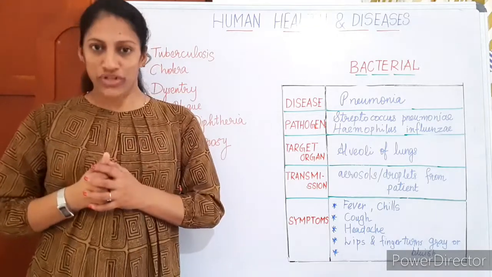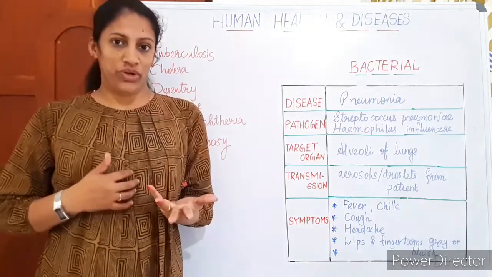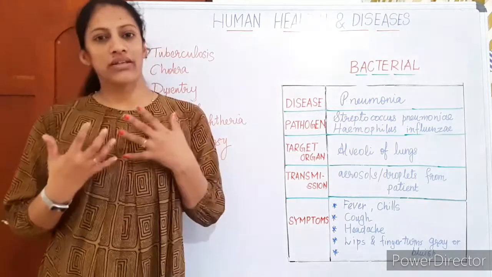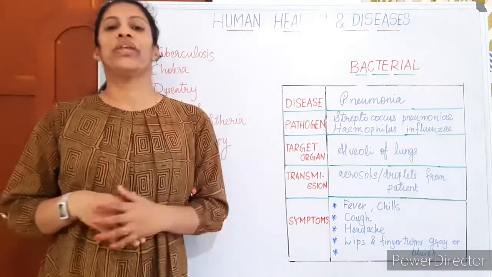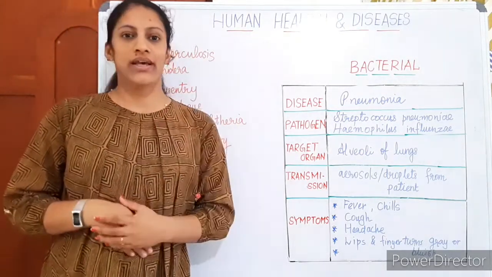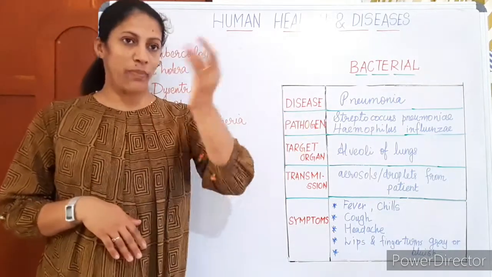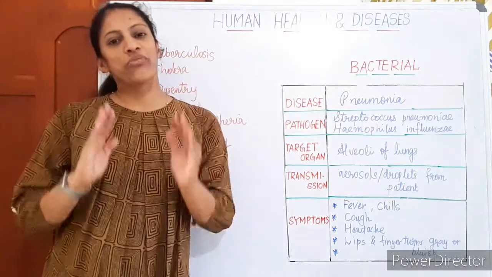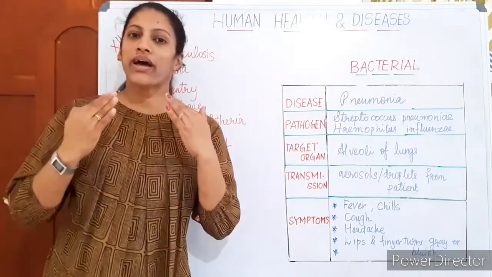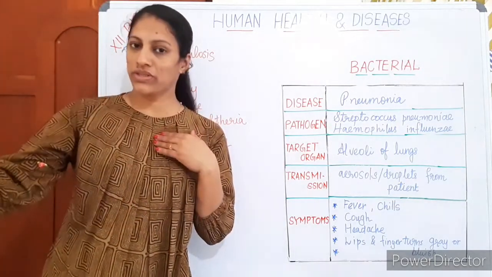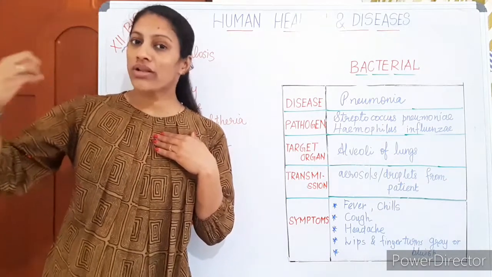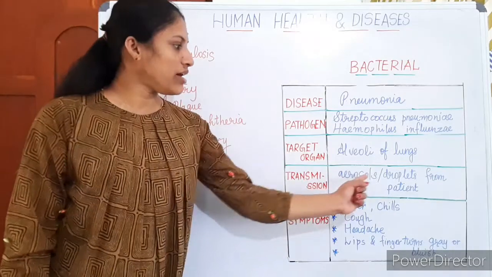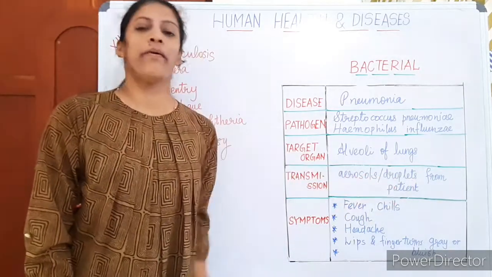When a patient with pneumonia coughs, sneezes, or talks, he releases aerosols, droplets, into the air, and it spreads to another person. So pneumonia is transmitted from an infected person to a healthy person through the aerosols released by the patient. That's what is written here, aerosols or droplets from the patient.